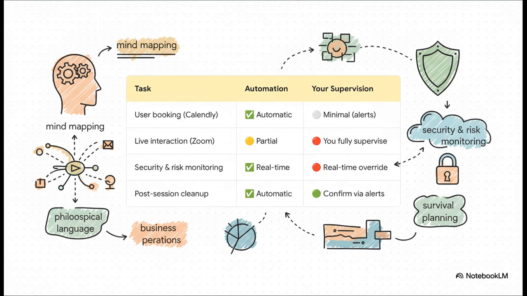And this table just perfectly illustrates that balance of power. The booking, the cleanup, even the security monitoring. It's all automated. But the live interaction and the ability to override the system at any time, that stays firmly in Captain's control. It's really the best of both worlds. You get this elegant automation, but with a human always in the driver's seat.